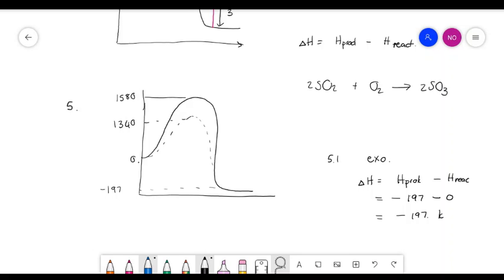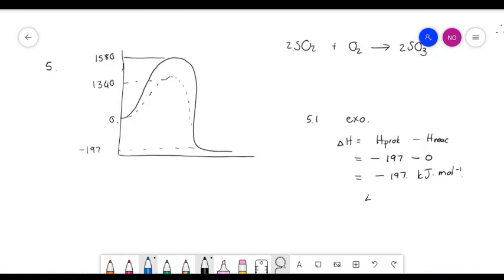En dit gaan wees kilojoule per mole. How do I know that? Because that is what is written on the y-axis. Yeah. So delta H is kleiner as 0, meaning that it is exothermic. Okay, so ons het hom gestaaf met 'n berekening. Write down the activation energy for the forward reaction in the absence of vanadium oxide as a catalyst.